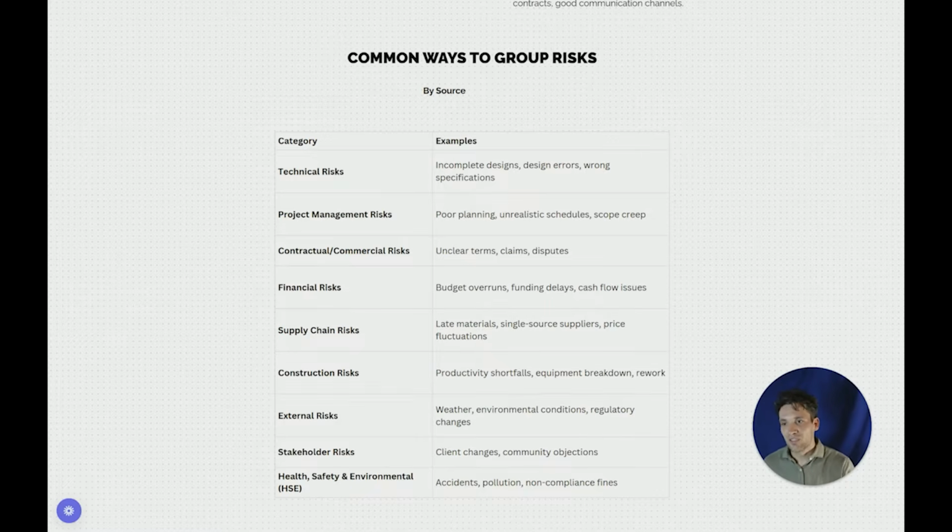There are supply chain risks, so this is where we get late materials, subcontractors going broke, or price fluctuations between when we negotiated contracts, when we signed them, and when we needed to order the materials. We've got construction risks such as productivity shortfalls, equipment breakdowns, and rework. We've got external risks such as poor weather, environmental conditions, or regulatory changes. We've got stakeholder risks such as client disagreements or community objections. And then we've got health, safety, and environmental risks such as accidents, pollution, or non-compliance fines.